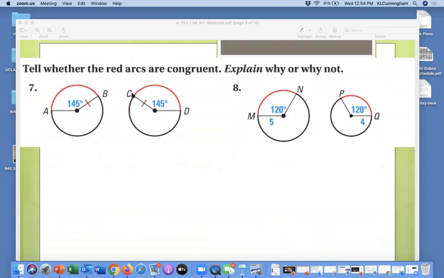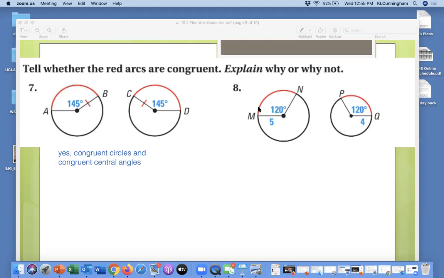All right, number 7, tell whether the red arcs are congruent. Well, 1, they're on congruent circles because they have the same radii. 2, they're the same arc measurement, central angle measurement. So yes, congruent circles and congruent. Ooh, I want to spell angle every time, just like my best friend spells them.